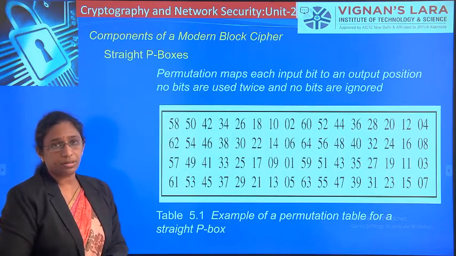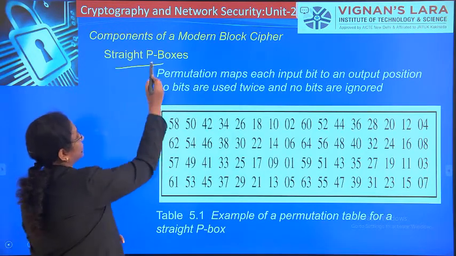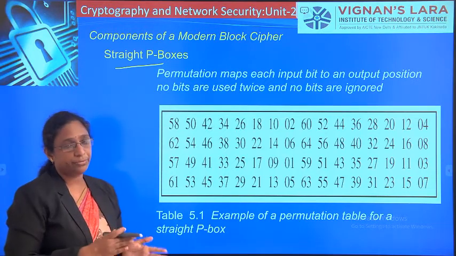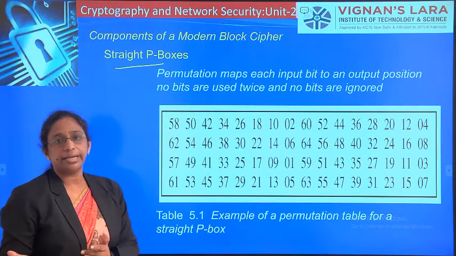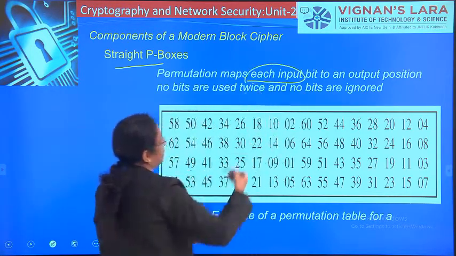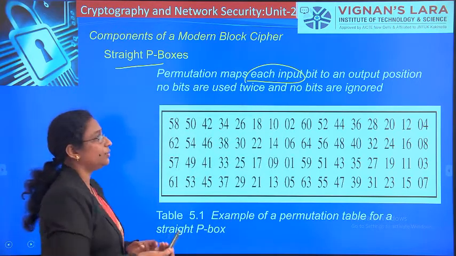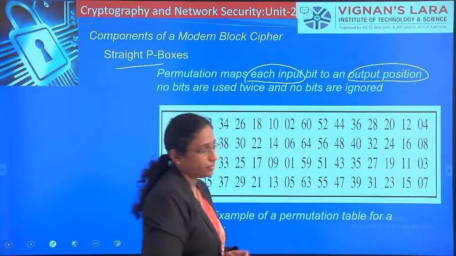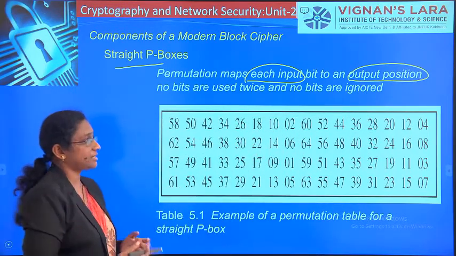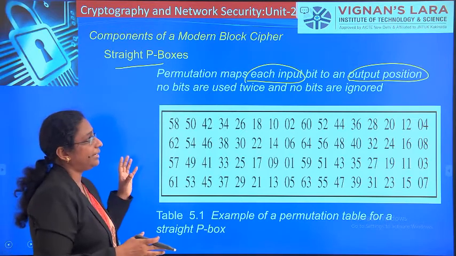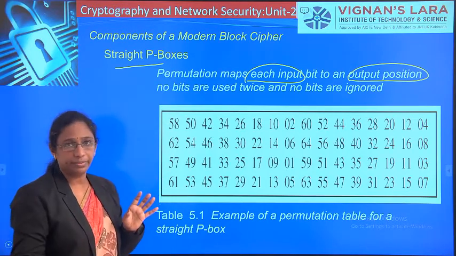Let's see the 3 P boxes. The first one is the straight P box. As I said already, in the straight P box the number of inputs is equal to the number of outputs. It maps each input bit to an output position, and there is no discarding. No bits are ignored and there is no repetition of bits. Each bit is mapped to one output bit.